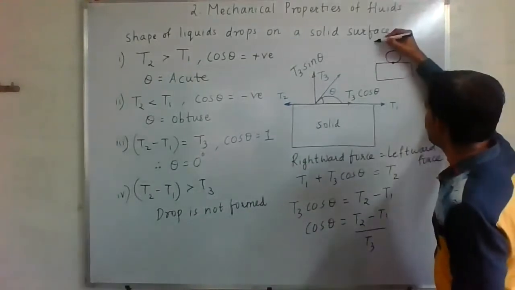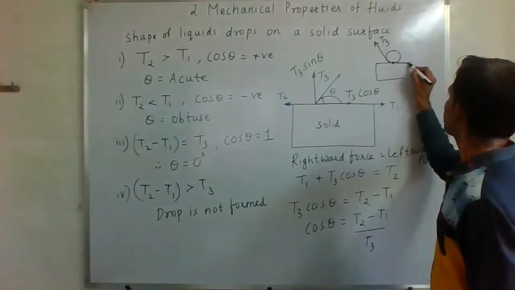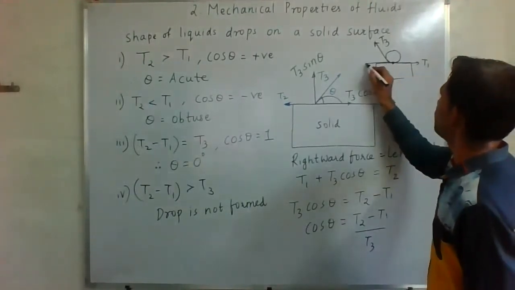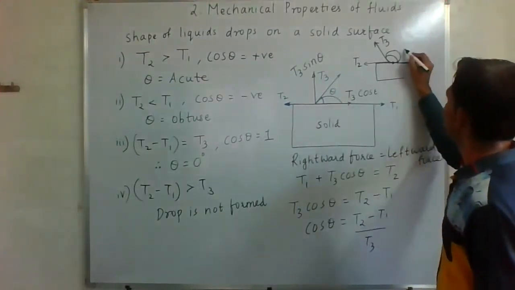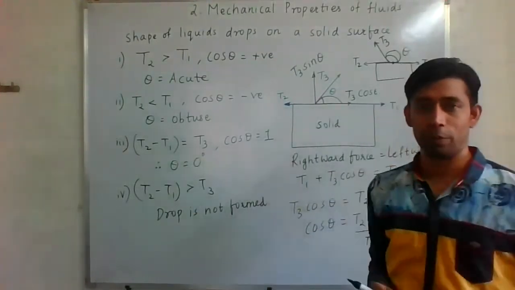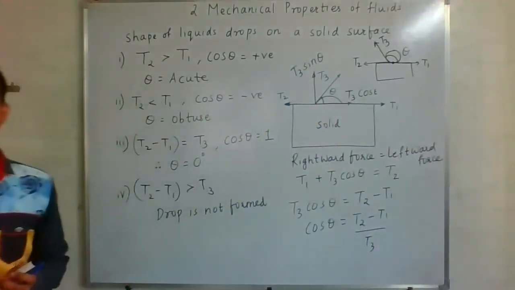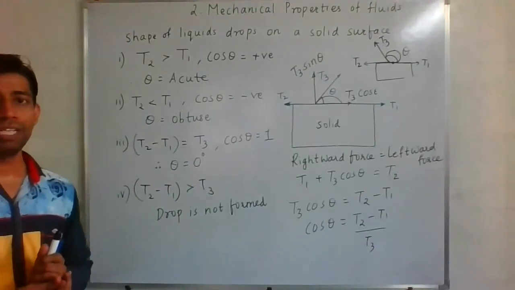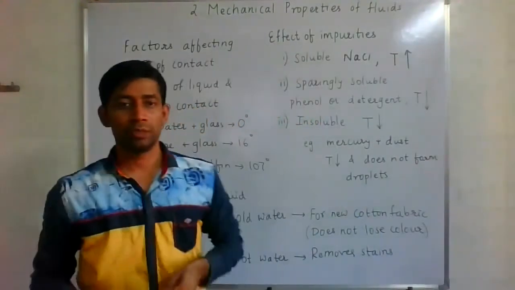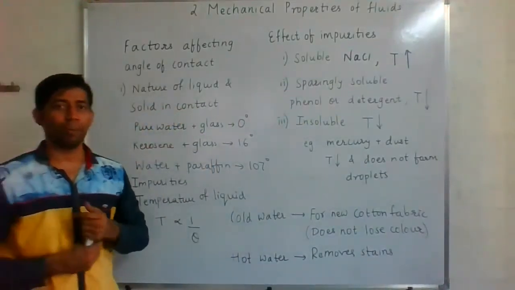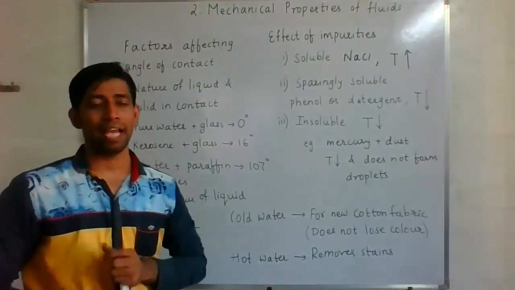Clear? This will be your T3, this will be your T1, this will be your T2, okay, and here you can observe that the angle of contact is obtuse. So this way we complete another topic regarding various shapes of liquid drops. Let's move on to a very short theory topic about what are the factors affecting angle of contact.